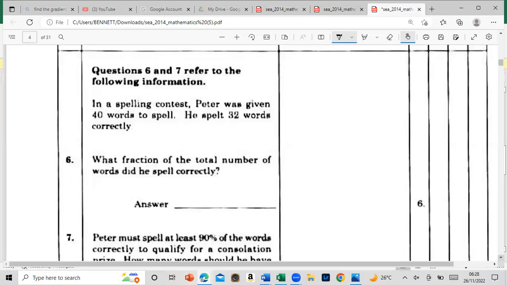Question 6 and 7 refer to the following information. In a spelling contest, Peter was given 40 words to spell. He spelled 32 words correctly. What fraction of the total number of words did he spell correctly?